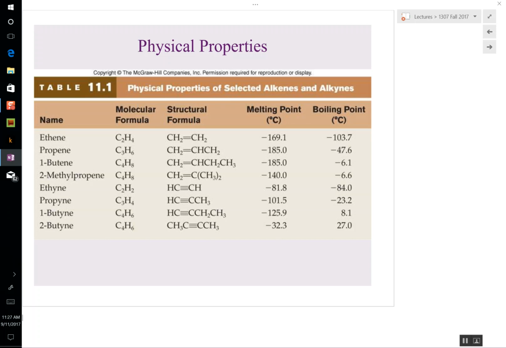Okay, here are some alkenes up above here: ethene, propene, butene, 2-methylpropene. As the molecules are getting bigger, they're getting heavier, and the boiling points are increasing from negative 103 to 7. 2 carbons, 3 carbons, 4 carbons with a triple bond in them. Boiling point is increasing as you get bigger.